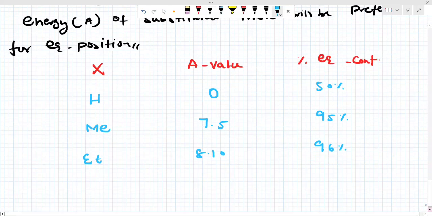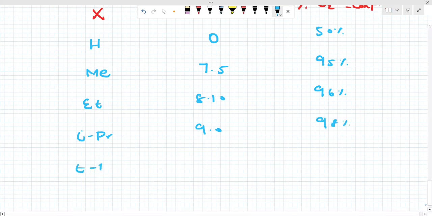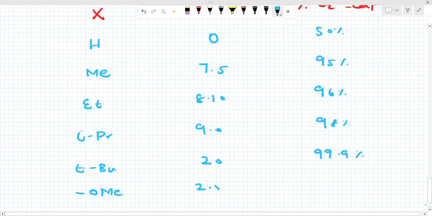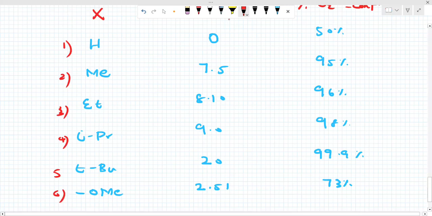Next group, isopropyl, very important. What is the A value? 9.0. What is the percentage? 98%. Therefore, tertiary butyl. What is the A value? 20. What is the percentage? 99.9%. Now OMe group, please understand. What is the A value? 2.51. That is 73%. Listen, these six values are very important.